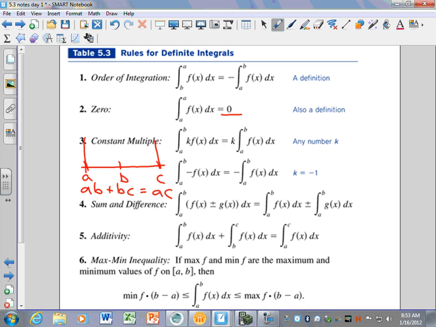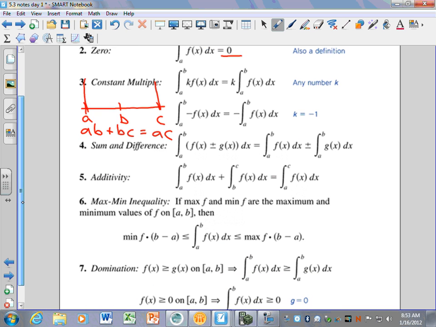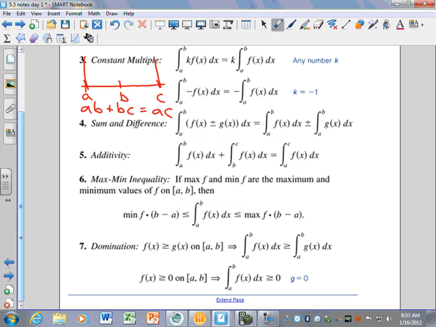How about this one? This one's kind of weird. Maybe just say, oh my goodness. Is 7 on your paper?